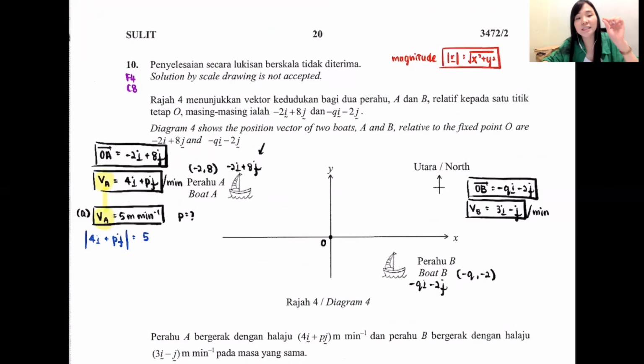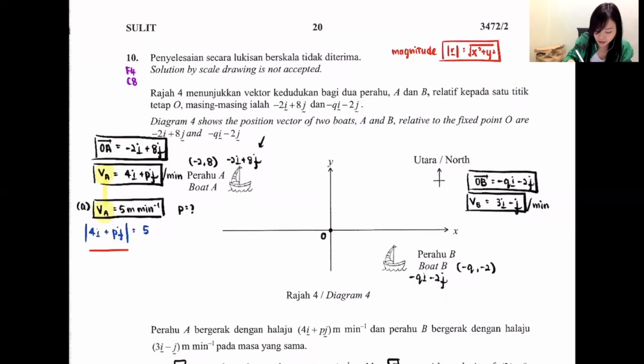So these questions, they say the speed is 5 meters per second. That means the distance for every minute is 5 meters. So that means the distance of 4i plus pj should also be 5 meters. So my dear, like that, I can straight away use my magnitude formula. The magnitude formula is square root of x squared plus y squared, which will equal 5. The one in front of i is my x, which is 4. The one in front of j will be my y, which is p.